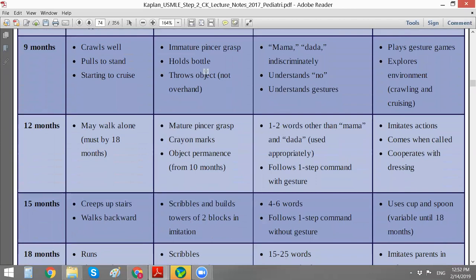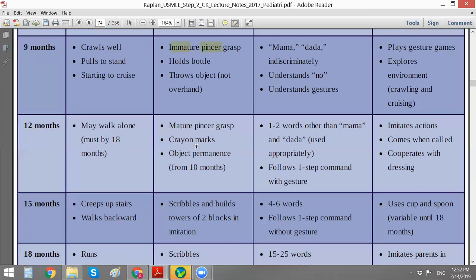At 9 months they have a pincer grip. This is immature. Holds the bottle, throws the object, not overhand. Overhand, I think, will be at 1 year. Mama, Dada indiscriminately, understands no, understands gestures, plays gesture games, explores the environment, crawling, cruising. This is 9 months. Then at 12 months may walk alone, but by 18 months.